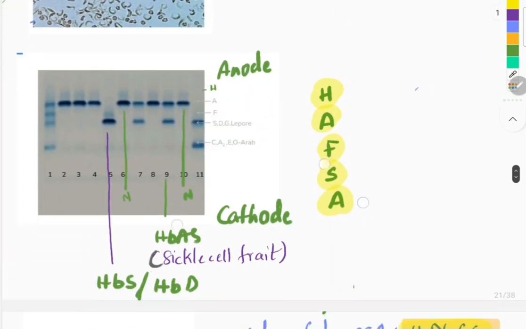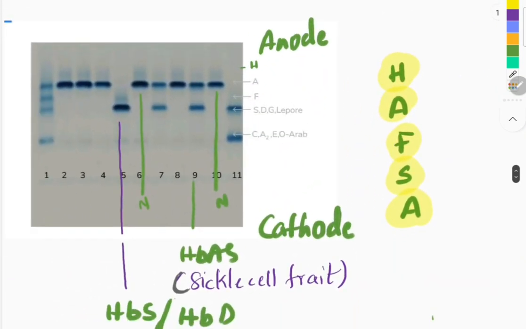See, this is how the result of HB electrophoresis looks. I'll just tell you how to read it. In HB electrophoresis, you have an anode and a cathode, positive and negative charges. This side is your anode, and this side is your cathode. And remember the code here, which is Hafsa. So, we have a drop of blood. Oh, no, I'll just tell you how to interpret this. Okay, that's enough.